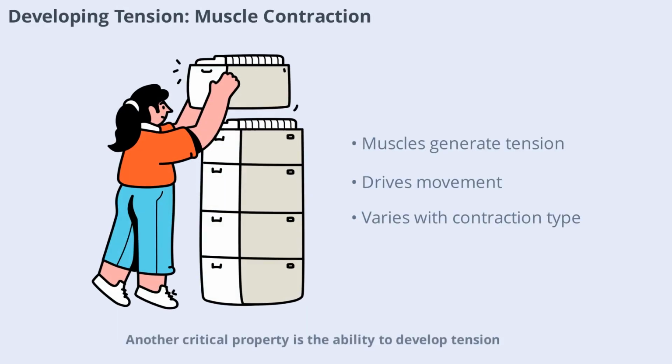Another critical property is the ability to develop tension. This refers to the contractile component of muscle function. When a muscle contracts, it generates tension that can be used to move bones and perform work. The amount of tension a muscle can produce depends on various factors, including its length and the type of contraction. This property is fundamental to all voluntary movements, from lifting weights to typing on a keyboard.